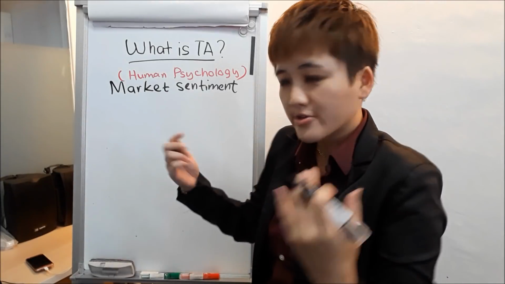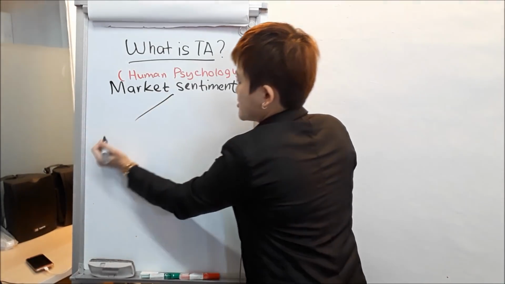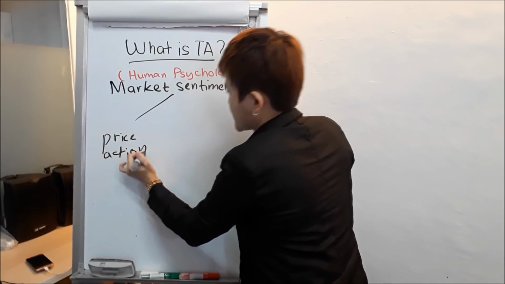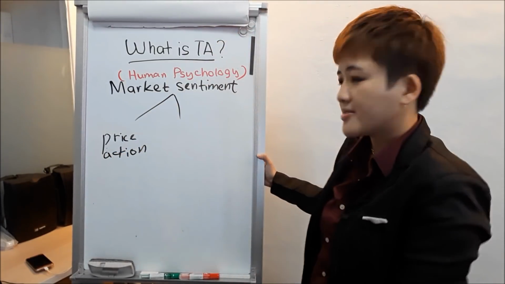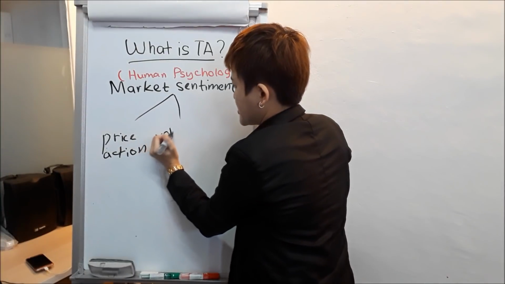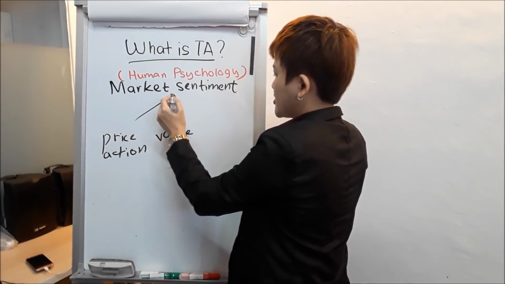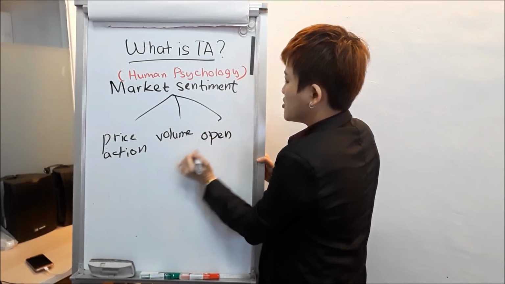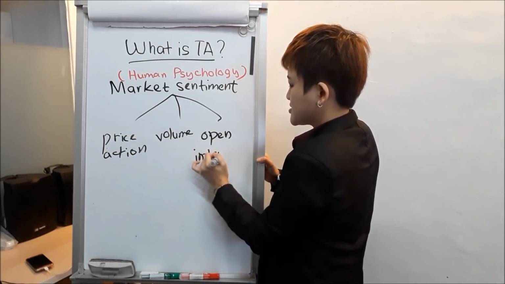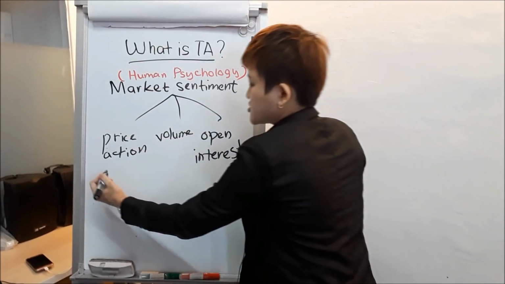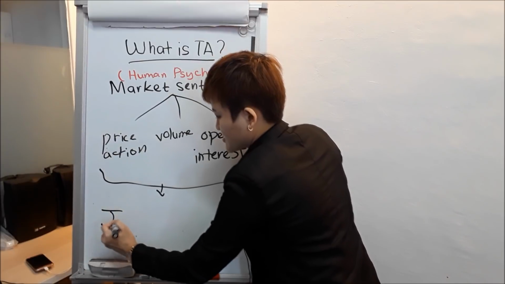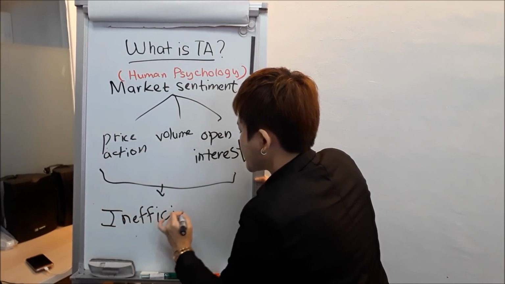And what are the tools that you look at to study market sentiment? You look at price action, because price action can tell you a lot of things about what traders are feeling right now. And if you're a stocks investor or trader, you will look at volume a lot. If you're a futures options trader, you will look at open interest. And all this just to take advantage of one thing, which is market inefficiencies.